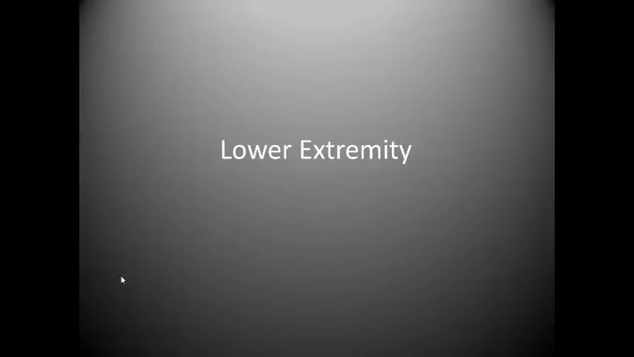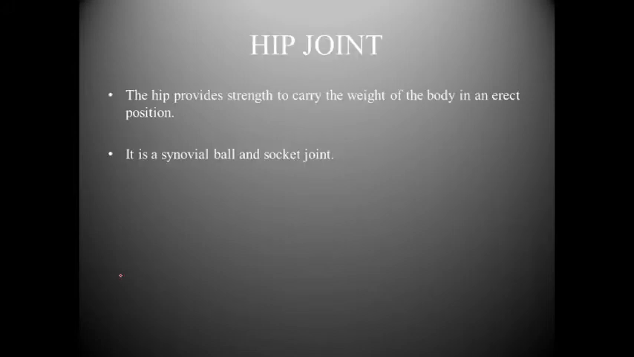So for our final lecture, we're going to be talking about the lower extremity. Looking at the lower extremity, we first begin with the hip joint. This is one of the most important joints of the body, and the hip provides strength to carry the weight of the body in an erect position, but it also allows movement as well. So not only does it have an enormous amount of strength, but it also has the freedom of movement as well. It is a synovial ball and socket joint.